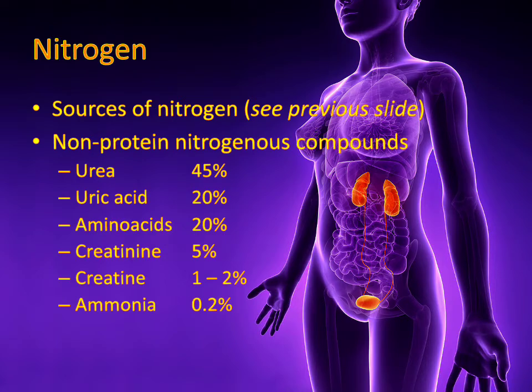Though there are several sources of nitrogen in the body, remember that the major source is proteins. As you can see on this slide, urea comprises the highest proportion of non-protein nitrogenous compounds in the body for 2 simple reasons. 1, urea is synthesized directly from ammonia, and 2, ammonia is derived from protein catabolism. Uric acid and amino acids come in second at 20% each, followed by creatinine, creatine, and ammonia. It's not surprising that ammonia is present in such low quantities due to its high toxicity.